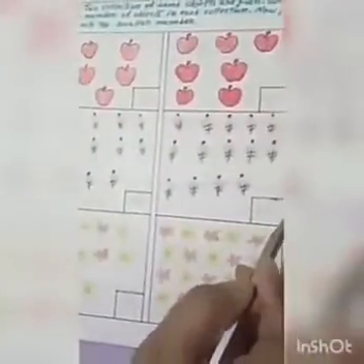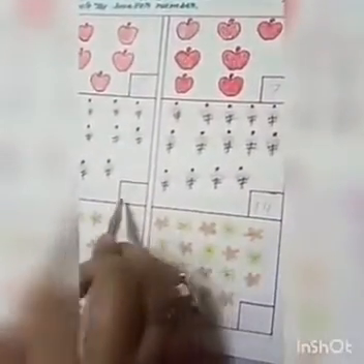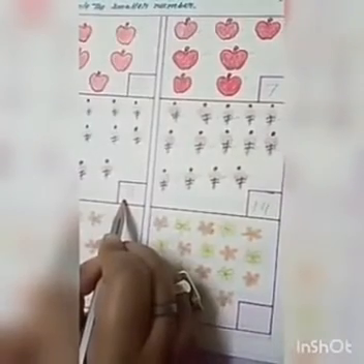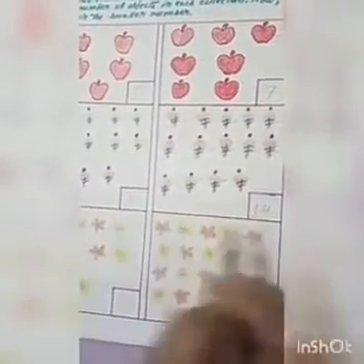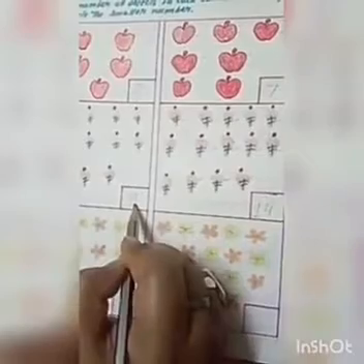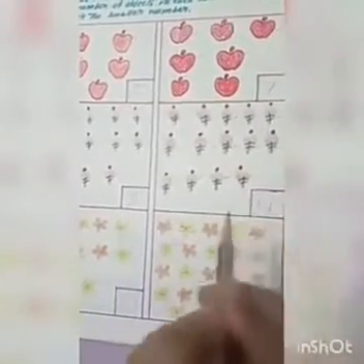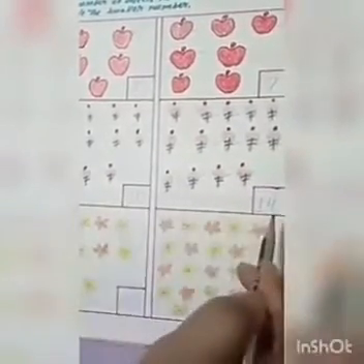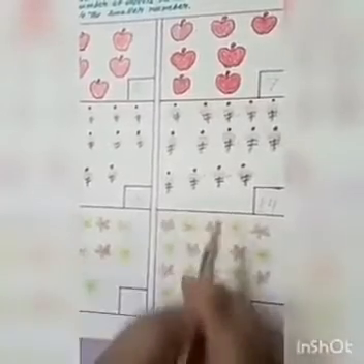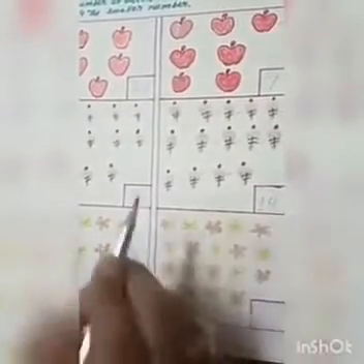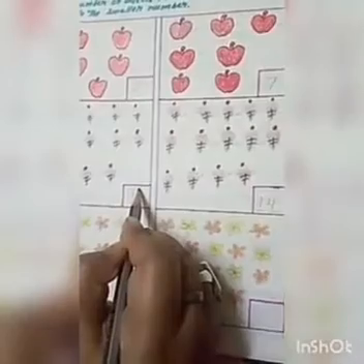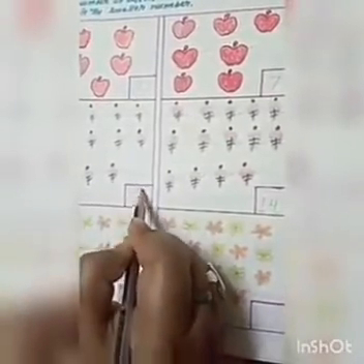So now first you check the first digit, then the second. First one is 1, here also 1, and the second one is here 1 and here 4. So 1 is smaller than 4. So here 11 is smaller than 14.